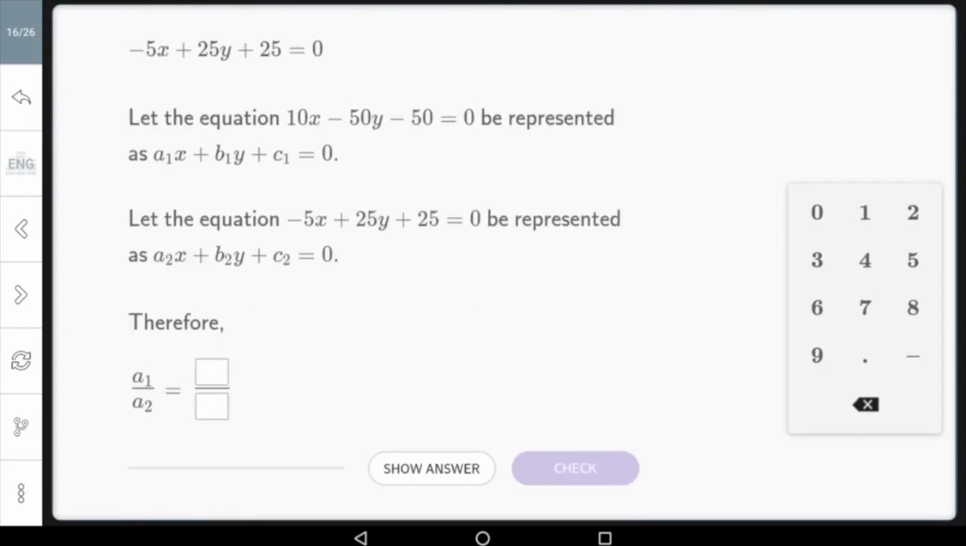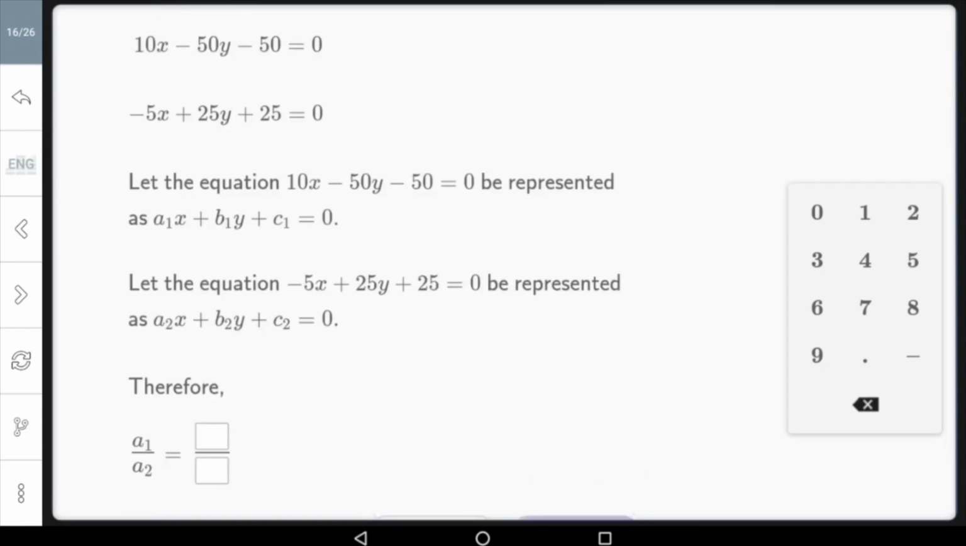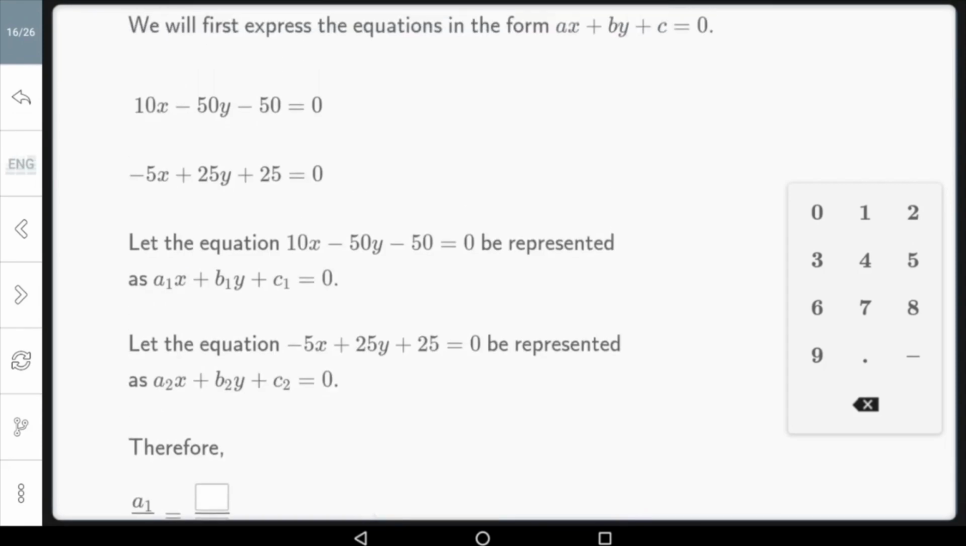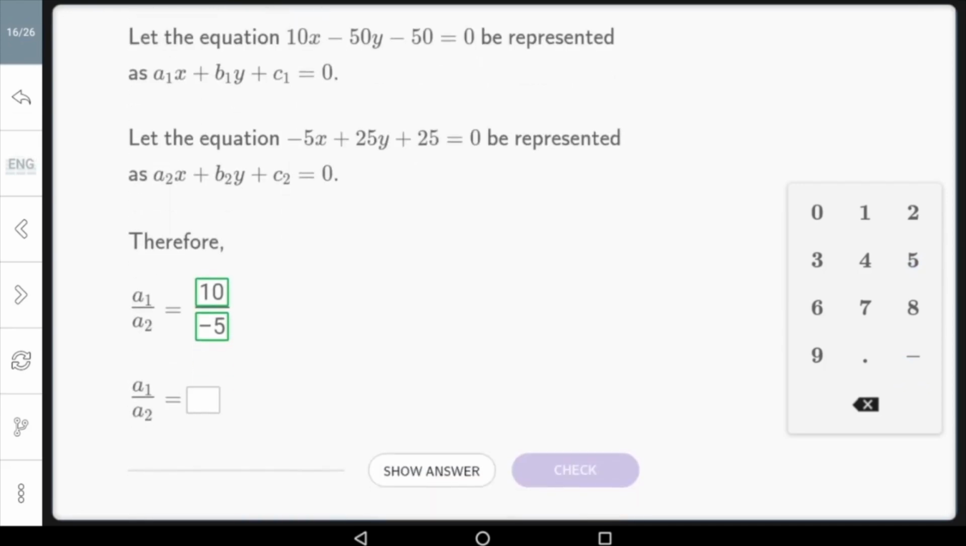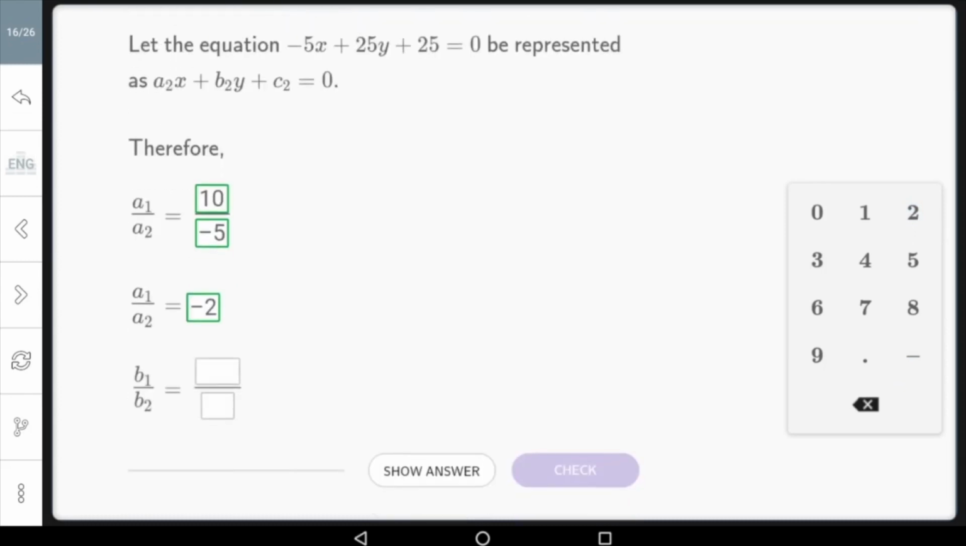The first step of this problem requires me to figure out what a1 over a2 is. I'm going to look at my two linear equations and I realize that it should be 10 over negative 5. So I'm going to go ahead and input those values. Great, I can now move on to the next step. It's asking me to divide them, so 10 over -5 should equal -2. Okay, I'm able to move on.